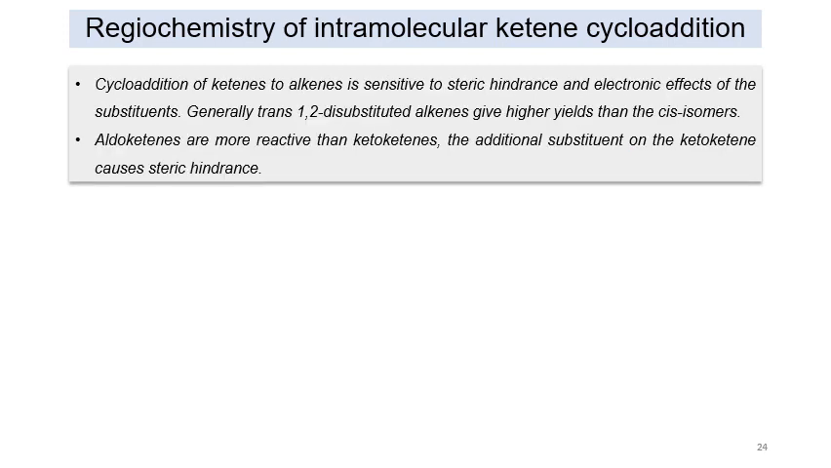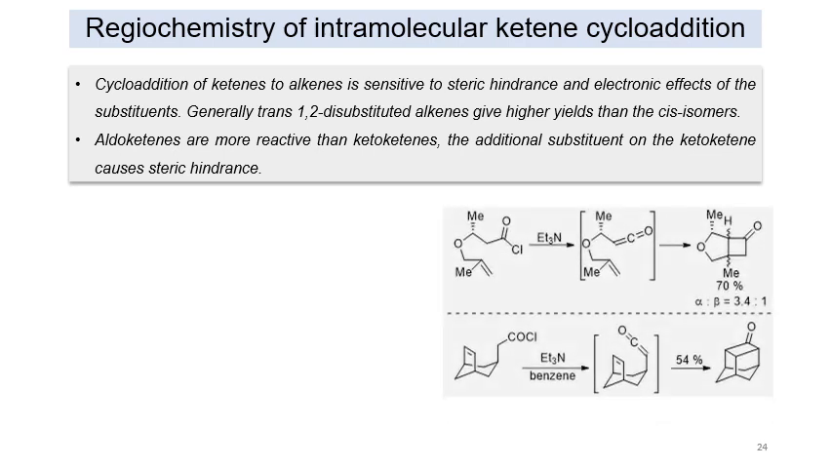The cycloaddition of ketenes is found to be sensitive to steric hindrance and electronic effects of the substituents. Usually it is observed that if the alkene is trans 1,2-disubstituted, it will give higher yields than cis isomers, obviously because of steric crowding. It has also been found that aldoketenes, what do you mean by aldoketenes? Aldoketenes means those ketenes that possess only one group at this particular carbon.